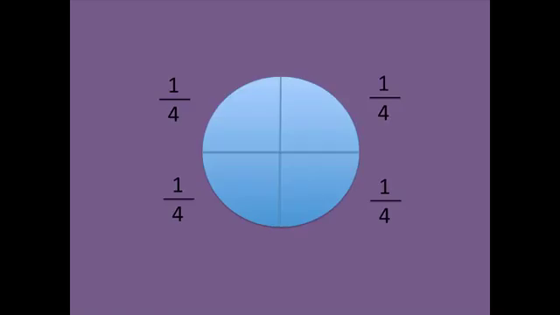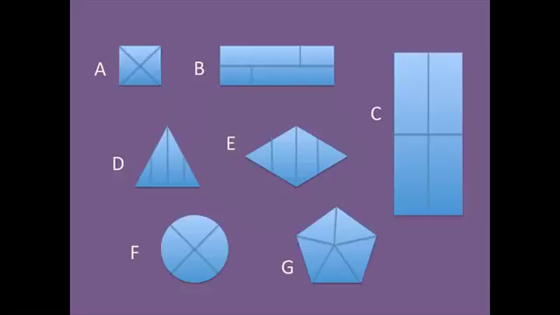Here we have a circle, which is our whole part. We have divided it into 4 equal parts. Each part is equal to 1/4. Each of these figures has been divided into parts, but not all represent an object divided into fourths. Which of these figures are correctly partitioned into fourths? Take a close look.